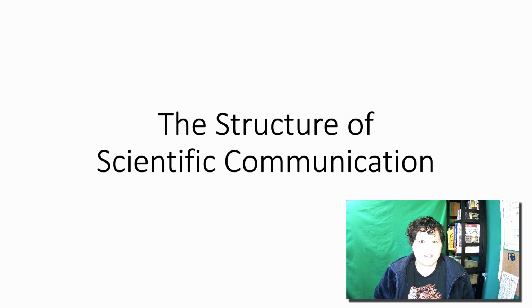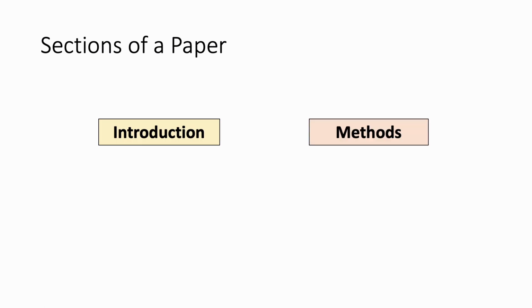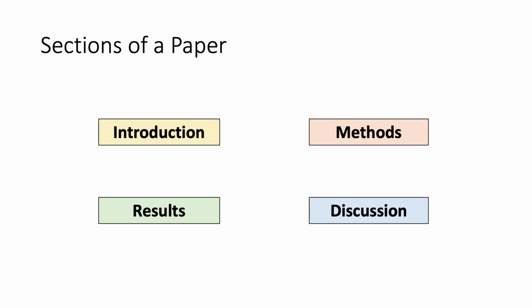What we're going to talk about today is basically a bit about the structure of scientific communication. If I were to ask you what sections you find in a paper, you'd probably quickly, as a class, be able to tell me, hey, we've got the introduction, we've got the method section, we've got results, and we've got discussion. And then you also might throw in a few others, like abstract, references, acknowledgments. But those are the four biggies that we normally think of: the introduction, the methods, the results, and the discussion.